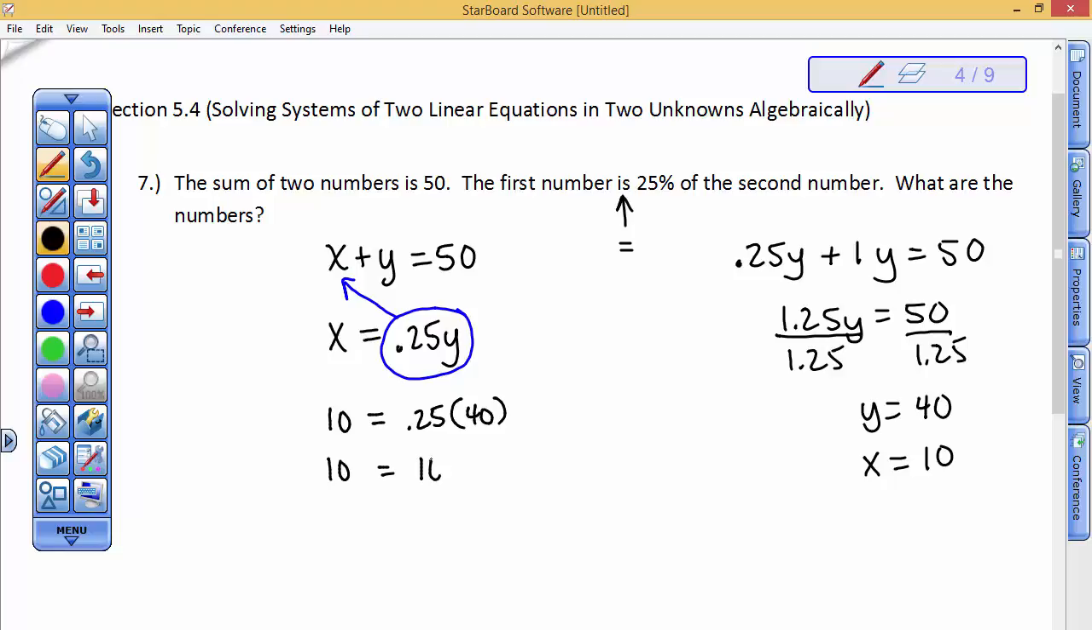I'm going to stop right here. I'm not sure I'm going to do the next two problems. I'm going to let you think about those on your own. I'm going to, in my next segment, move on to solving systems of equations algebraically by elimination.